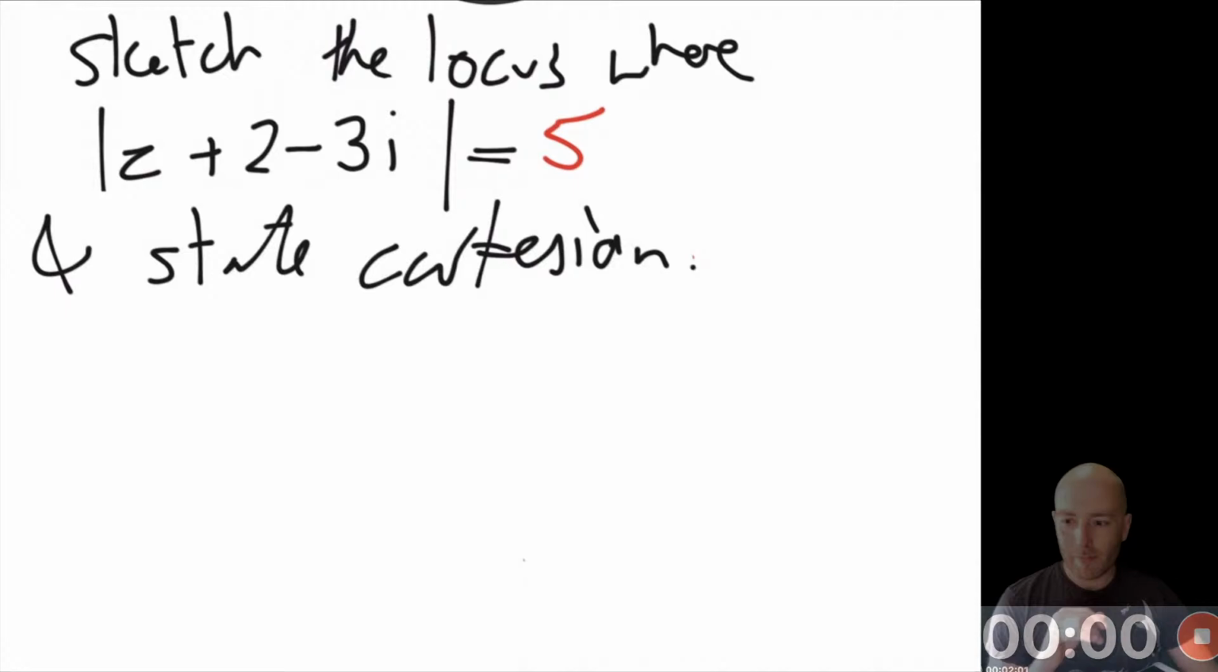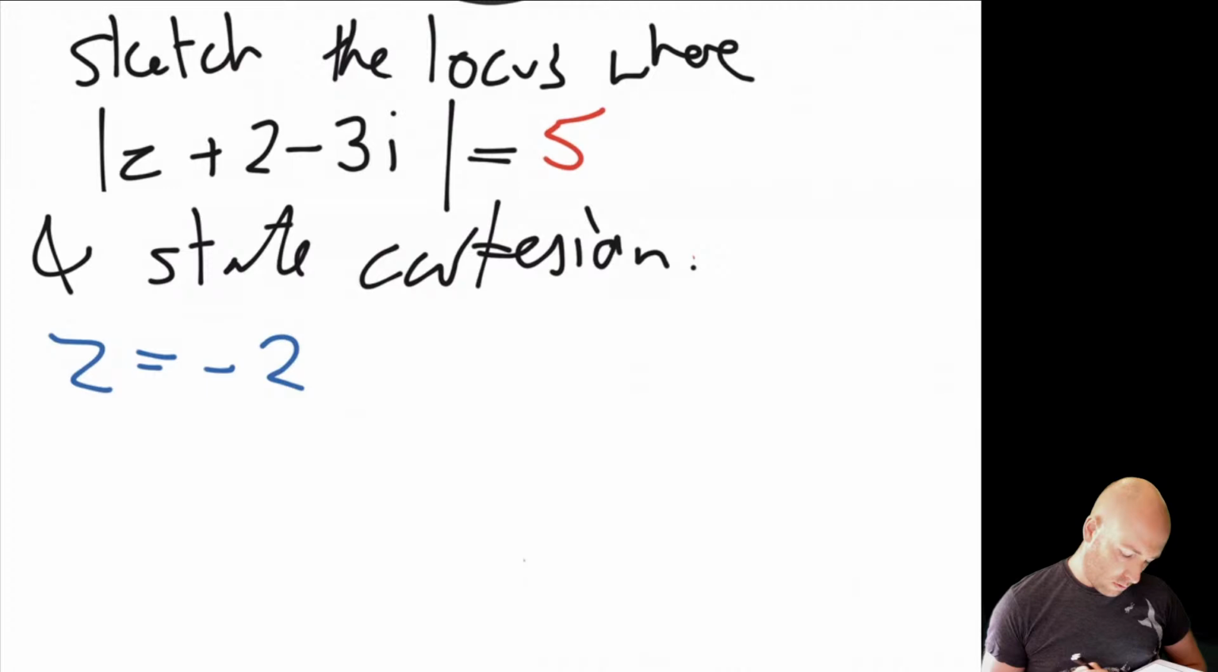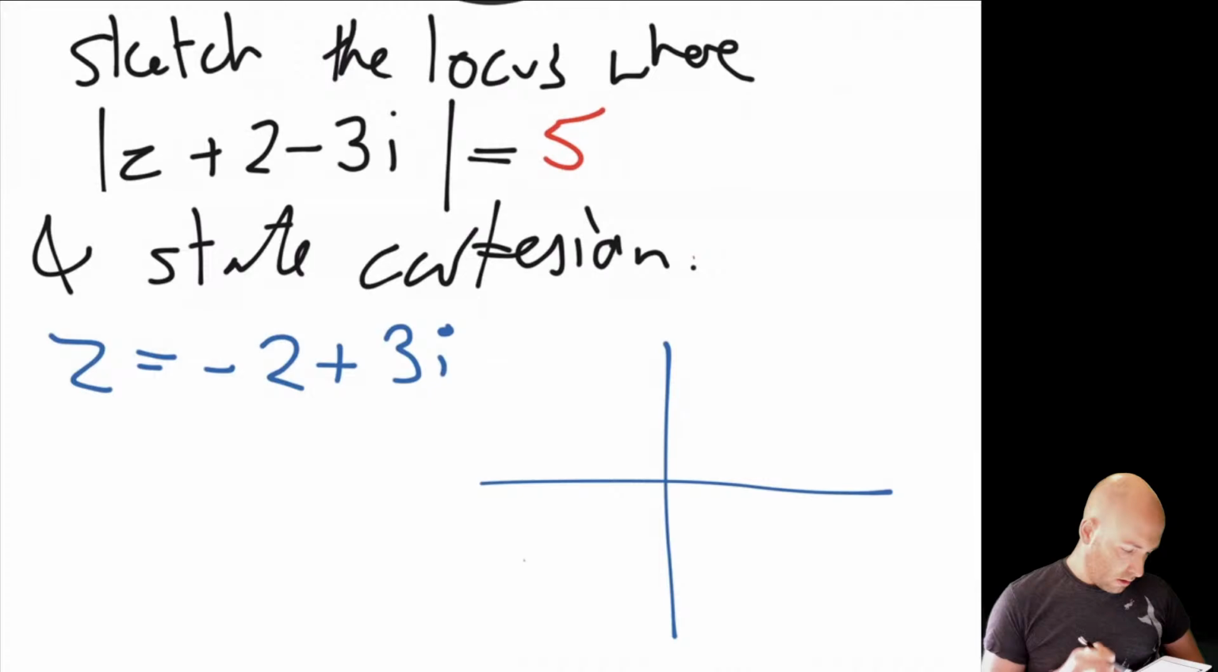Sorry, Fifi, the last one, the radius should have been 2. I was wrong there. I told Alex that it was wrong as well. I squared the wrong thing. Okay, so sketch the locus of this one. So z equals minus 2 plus 3i. So minus 2, 3i. There we go. Radius is 5.